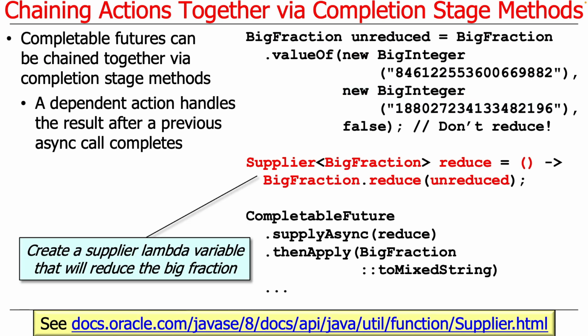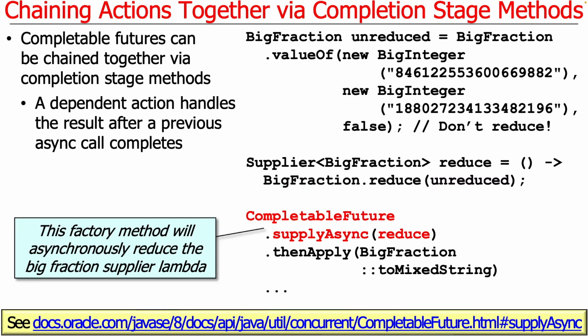The next thing we do is create ourselves a supplier lambda that will, in fact, reduce this unreduced big fraction. Now, remember, when we create the supplier lambda, it doesn't actually do anything. It just creates a reference to this supplier lambda, but no real computation has taken place yet. Computation will occur when we say supplyAsync and pass in reduce.